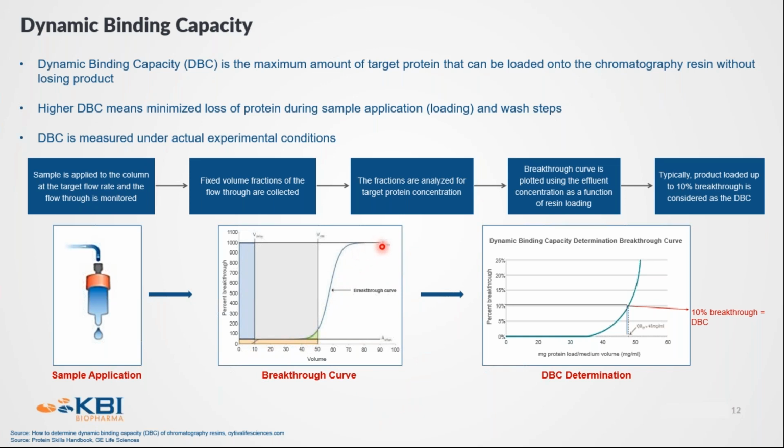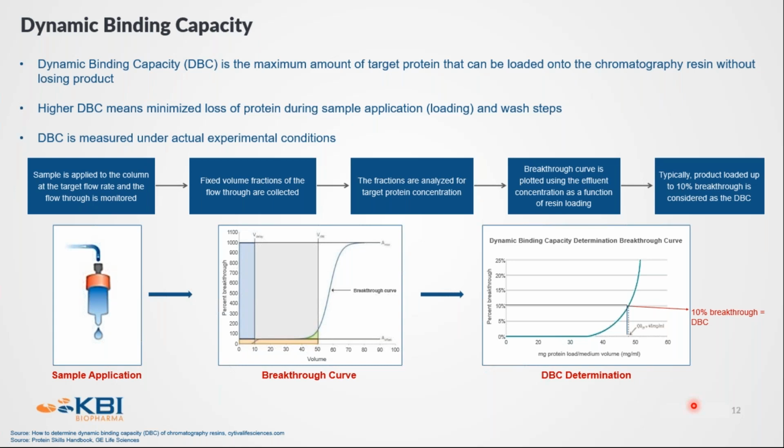The breakthrough curve is usually plotted by fractionating the flow-through fractions which are coming out of the column, and then these fractions are analyzed for the target protein concentration. And once the breakthrough curve has been plotted, the 10% of that breakthrough curve is what is typically designated as the dynamic binding capacity. So theoretically, this is the amount of protein which can be loaded onto a column without any wastage. But companies want to be a little safe.